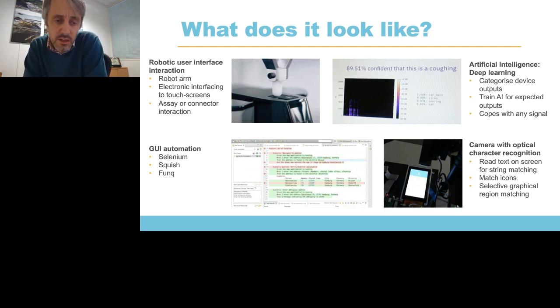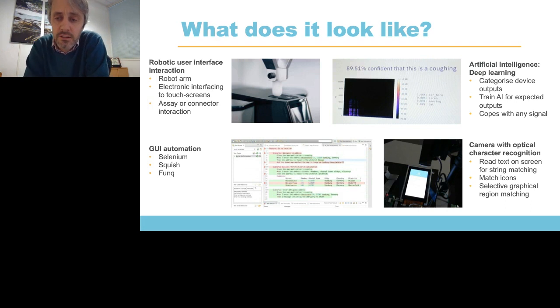The GUI automation, I've mentioned Selenium. If it's an embedded system, maybe using Qt. There are some great BDD frameworks like Squish and Funk. Also in our toolkit, we've started experimenting with AI very successfully, so that can assess results or outputs. Is the pump running? Is the result good? That kind of stuff, and categorize that like a human would, and OCR as well for checking text on screen. All of that builds up into a toolkit which allows us to actually automate our testing.